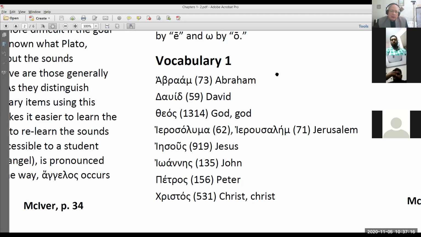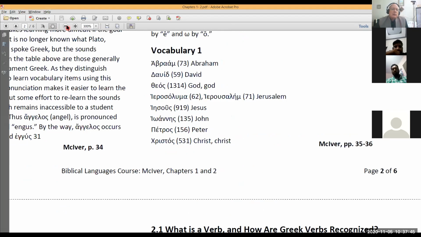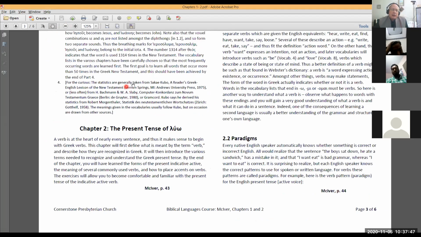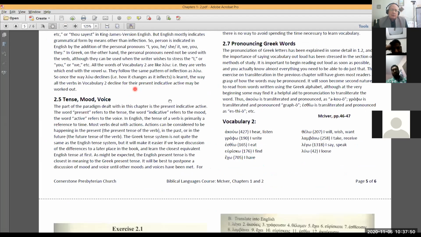Okay. In this document, you'll see this vocabulary. Practice saying these words to each other. Practice pronouncing them. Hierosaluma, Jerusalem. Practice saying those. When you finish, you go down to the end of chapter 2.